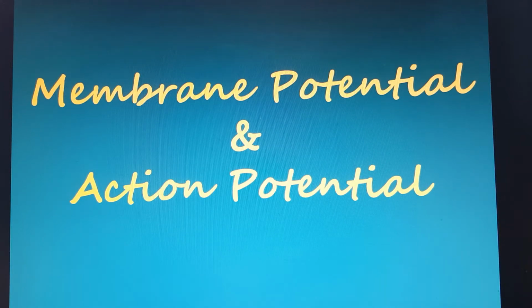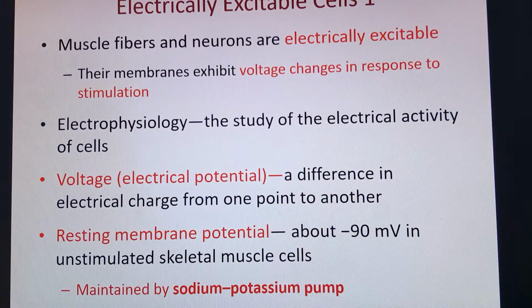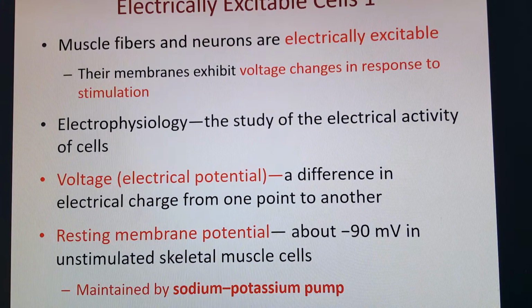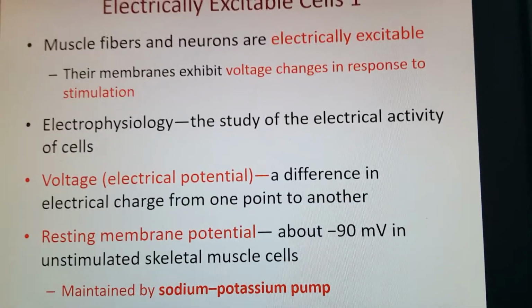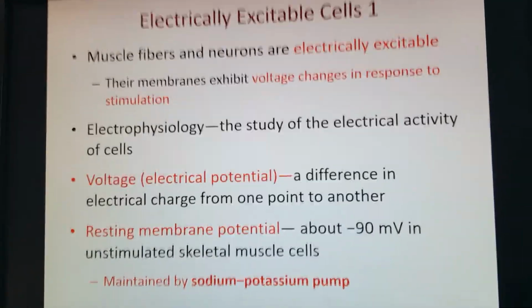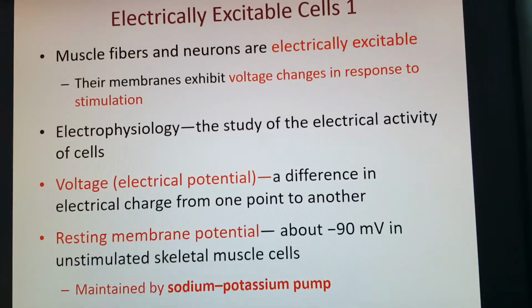Chapter 11, time to stimulate a muscle cell. So we're going to look at membrane potential as well as our action potential. Our muscle cells are electrically excitable. So when we have voltage changes, it's due to the stimulation of that muscle cell.